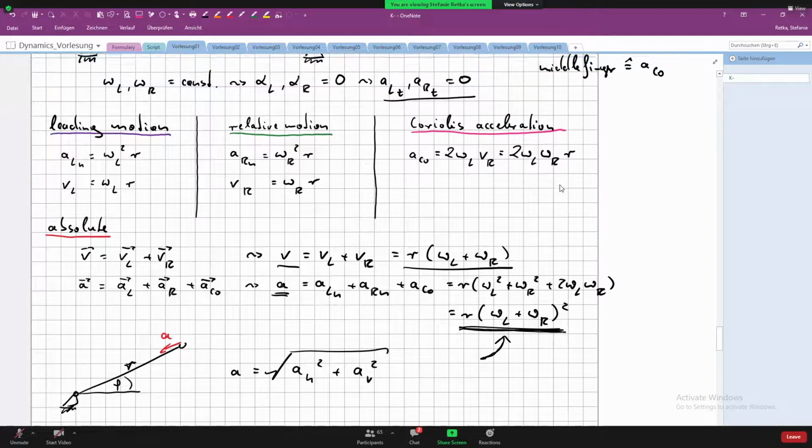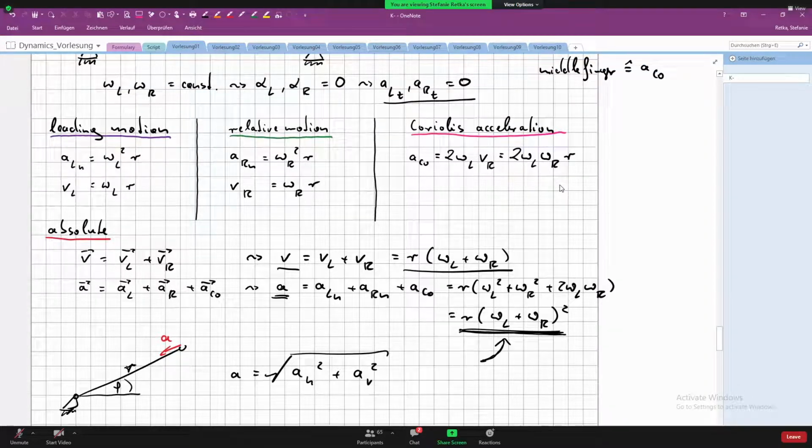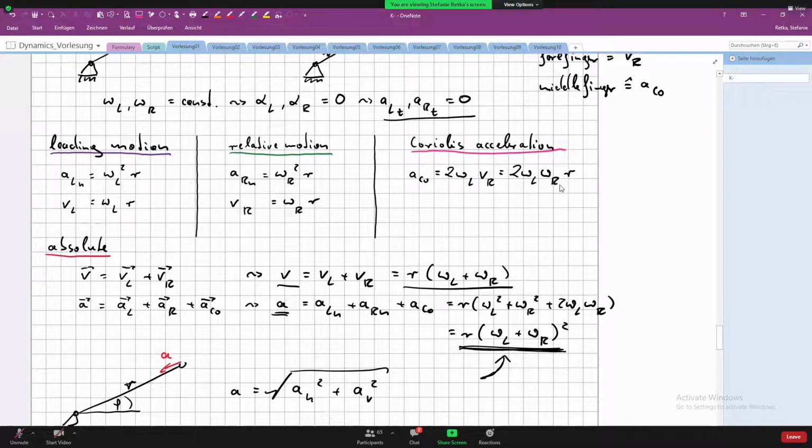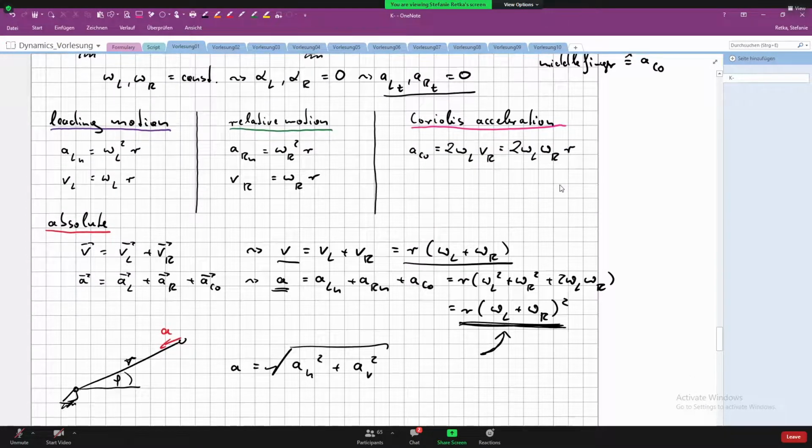Okay. There are problems. We will see that later on in our classes. There it's asked for finding horizontal and vertical component of the acceleration. Then we have to decompose the absolute acceleration. But as long as it's not asked for, we do not have to. Okay, other questions?